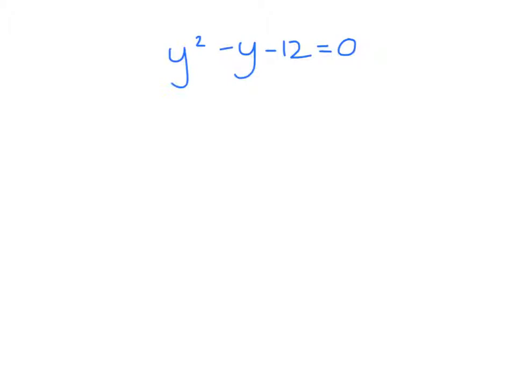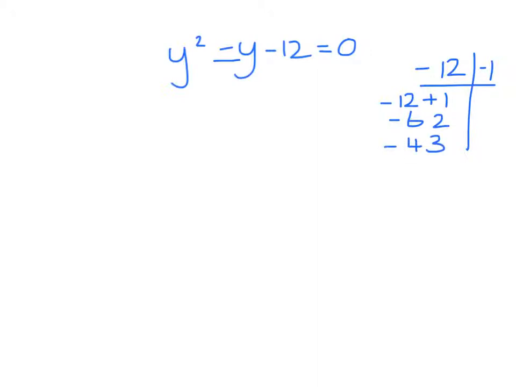We're asked to factorise it. There's lots of different methods for factorising, but in this case we're looking for two numbers that multiply to give 12 and add to give minus 1. So what multiplies to give 12? Minus 12 and plus 1, minus 6 and 2, and minus 4 and 3. Minus 12 plus 1 is minus 11, so we're not going to use those. Minus 6 plus 2 is minus 4, so I'm not going to use those. Minus 4 plus 3 is minus 1, so I'm going to use those.